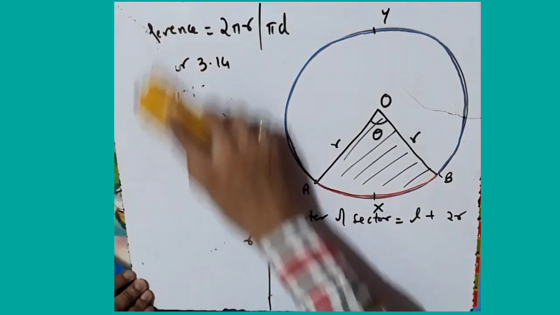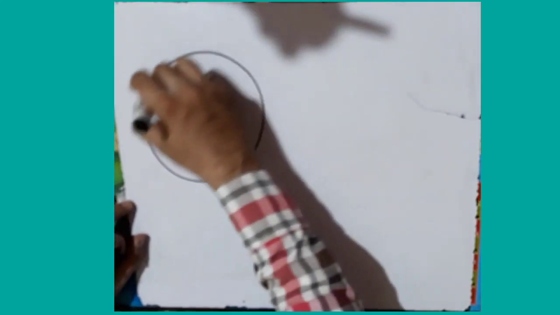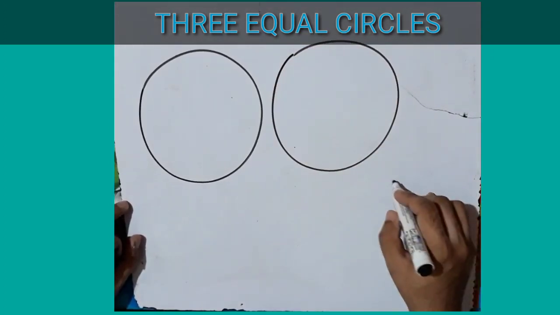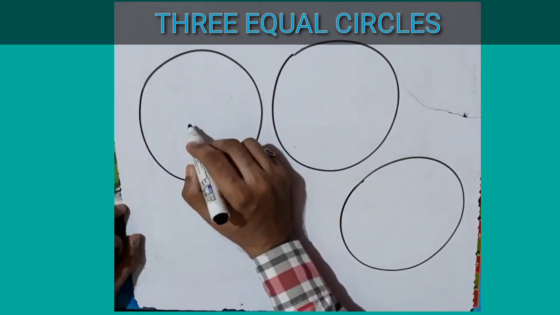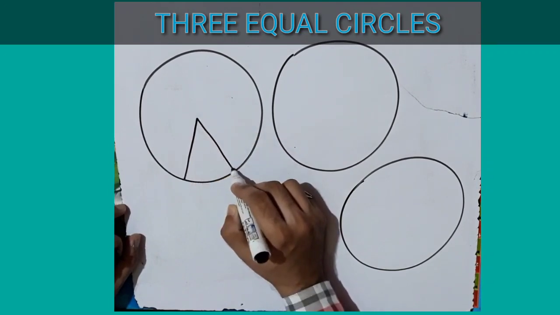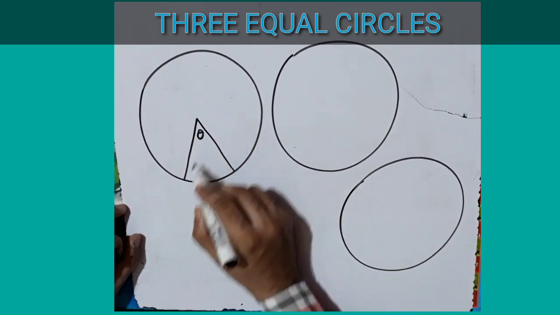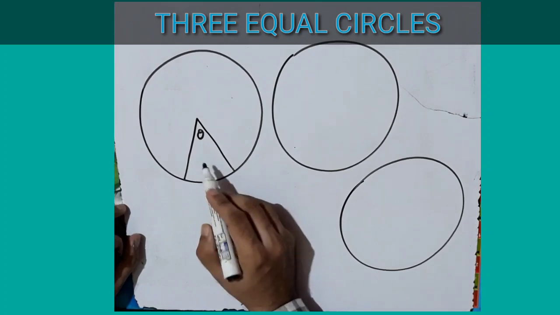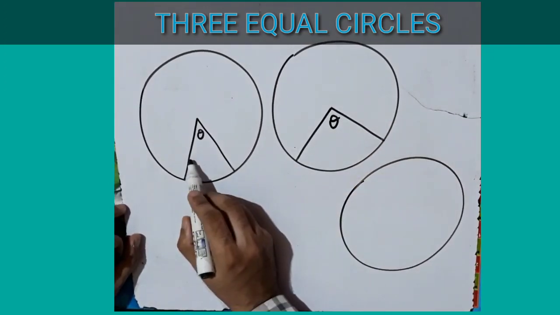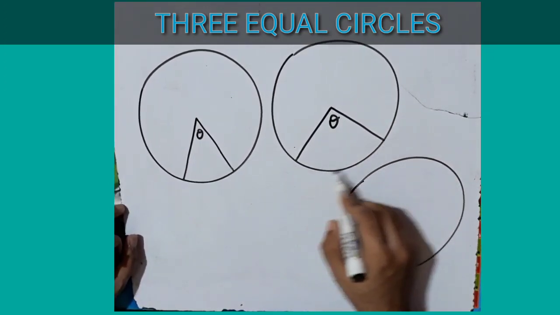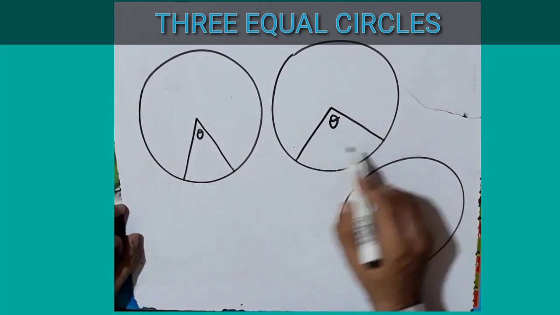Now I will tell you one more thing: if the theta changes, then the length of the arc will also change, and the area of the sector will also change. Here I am drawing three equal circles. Here theta is smaller. So length of the arc will be smaller, and so will be the sector. Here theta is bigger compared to this. So length of the arc will be bigger and the area of the sector will also be more than this one.